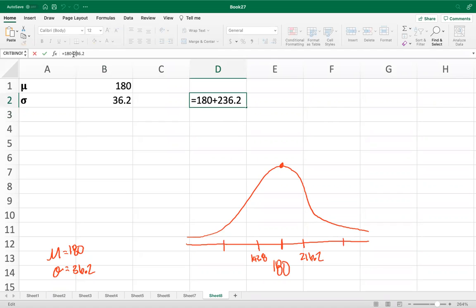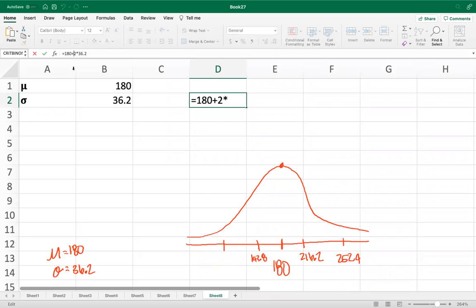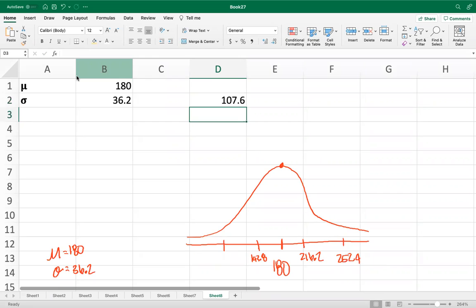So going out 2 standard deviations on the left side, 107.6. And on the right side, 252.4. So we went out 2 standard deviations.